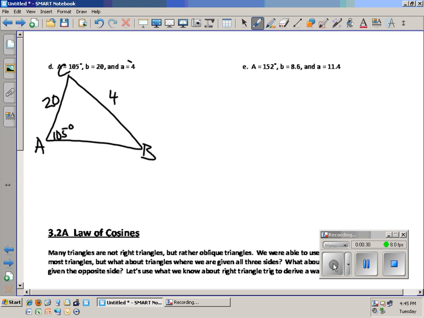So in this situation, again, as you look at the opposite side, it's shorter than the other given side. The question is, is it too short? Well, maybe you have an idea.